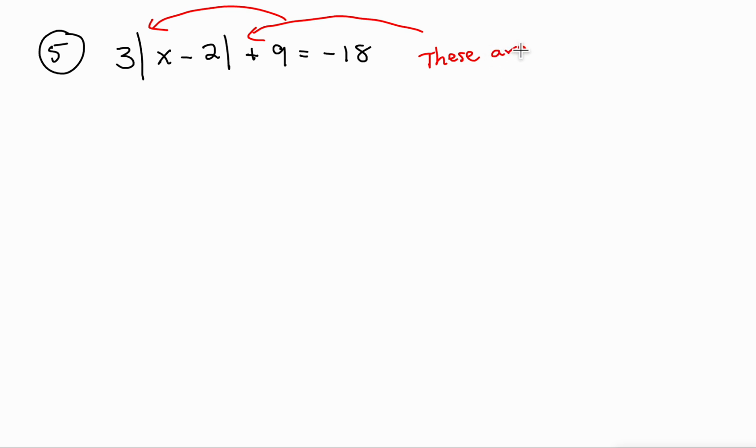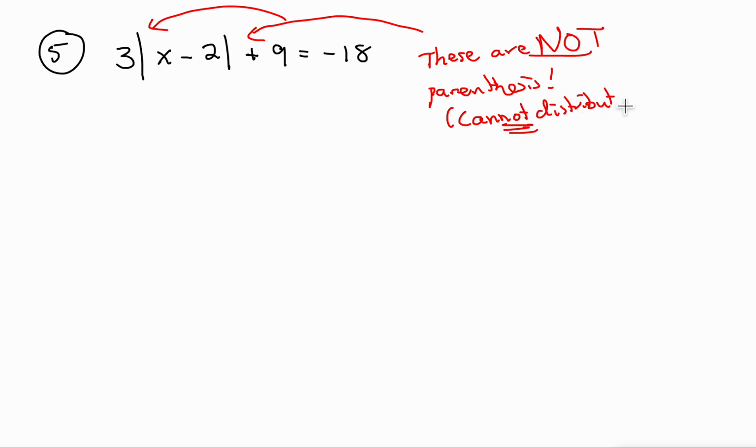These are not parentheses. And that is important. So you cannot distribute. Cannot distribute, because they are absolute value. And how we solve absolute value is there are two solutions. So we take a positive and a negative.